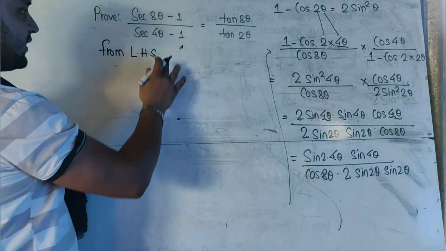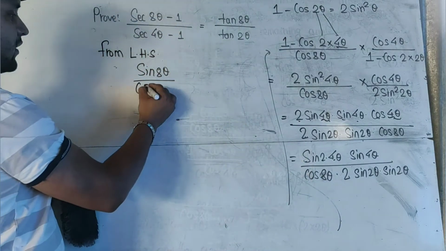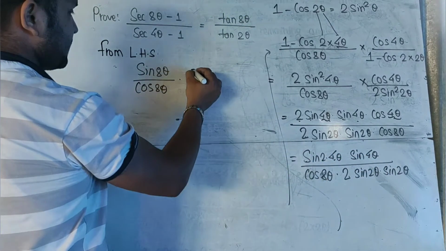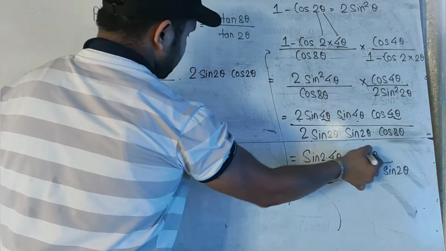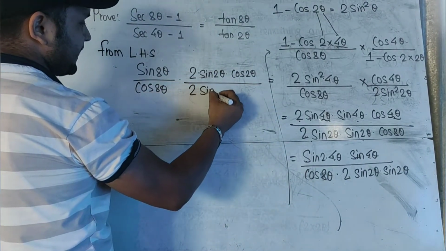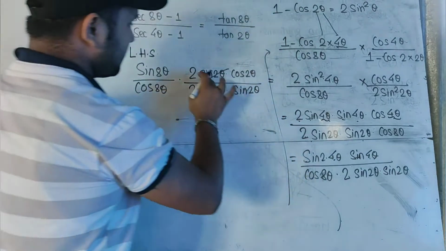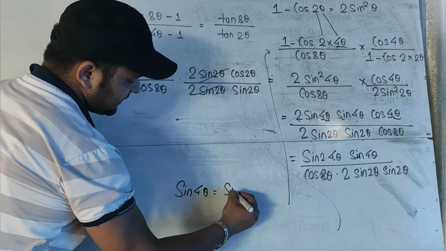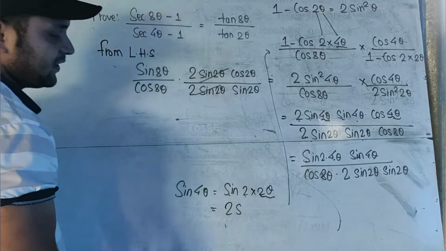Sin 2 into 4 theta, which we can write as sin 8 theta, by, you also have in the denominator cos 8 theta. In the numerator you have sin 4 theta, which you can write as 2 sin 2 theta cos 2 theta, divided by 2 sin 2 theta into sin 2 theta. This and this cancel. Now if you are thinking how sin 4 theta converted into 2 sin 2 theta cos 2 theta, then listen. Sin 4 theta is sin 2 into 2 theta.